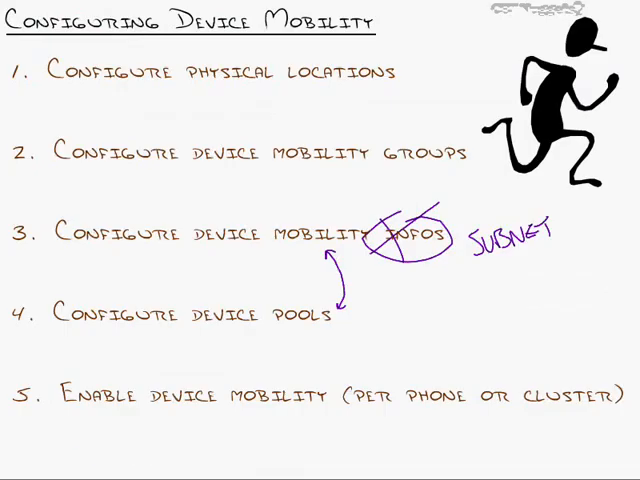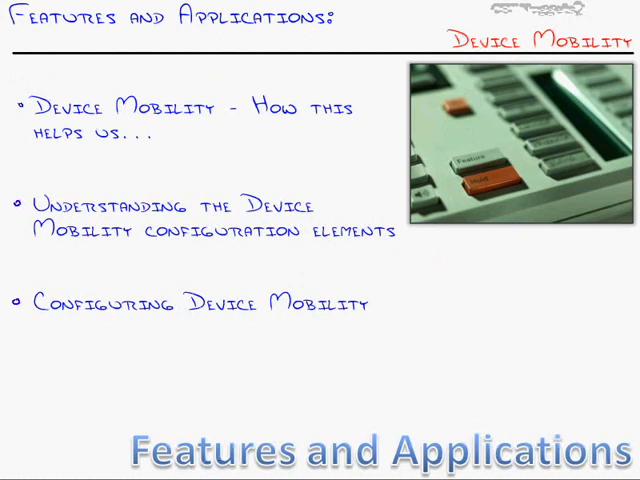I know the concepts are huge, but the configuration isn't too bad to enable it. So that is the first of our mobility configurations, device mobility. We have seen what it's all about, and that is addressing a major problem of phones changing locations.